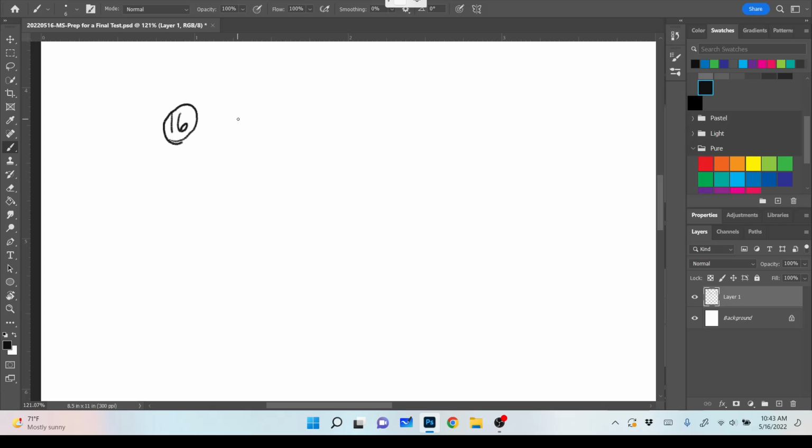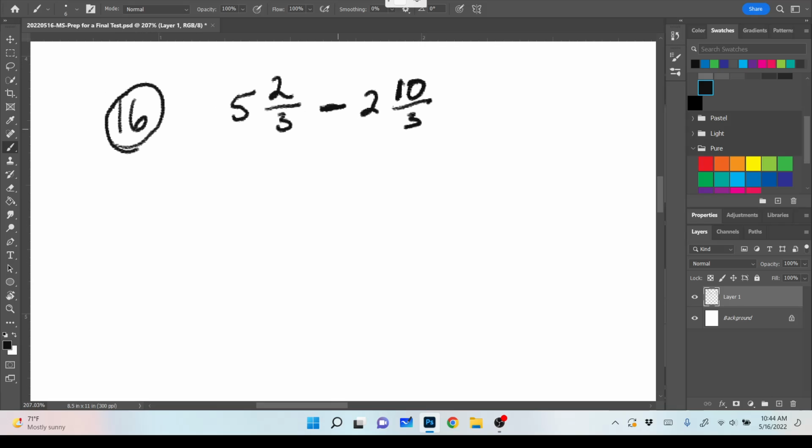Let's do 5 and 2/3 minus... no, bad choice. How about 10/3? That's a lot of thirds, man. Stack them. We are going to stack them. Which one's going to go on the top? That'd be the bigger one, 5 and 2/3. That's right.